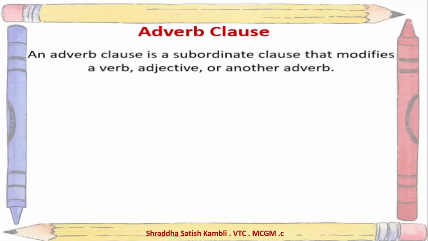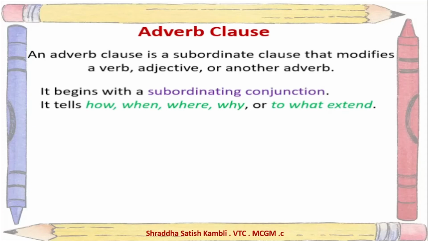Here we have the adverb clause. An adverb clause is a subordinate clause that modifies a verb, adjective or another adverb. So there are certain clauses which modify not the noun, but the verb. Sometimes it modifies the adjective and sometimes another adverb also. So there are adverbs which can describe adverbs, or which can talk about another adverb. So an adverb clause modifies a verb, an adjective or another adverb.